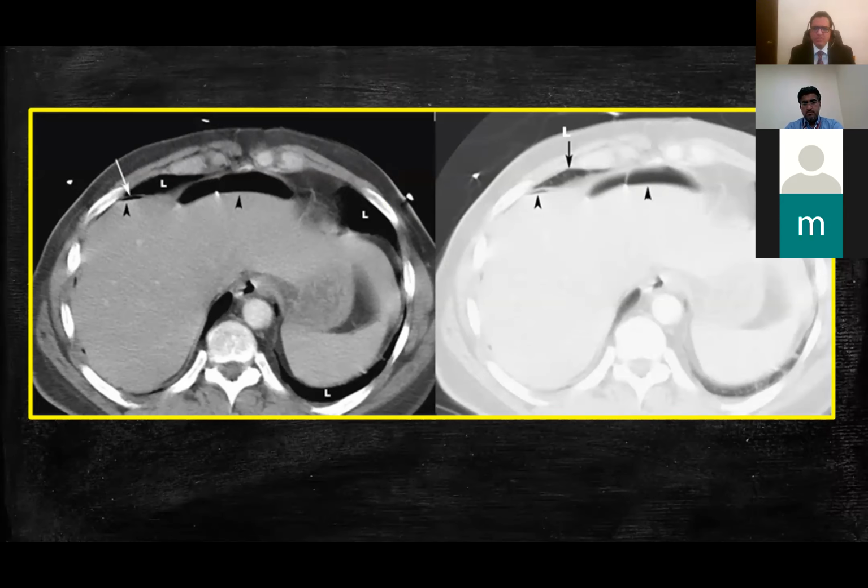Sometimes the pneumoperitoneum is very small and subtle, like sealed, perforated viscus. Sometimes it's huge. So you need an expert radiologist to help you to detect pneumoperitoneum.